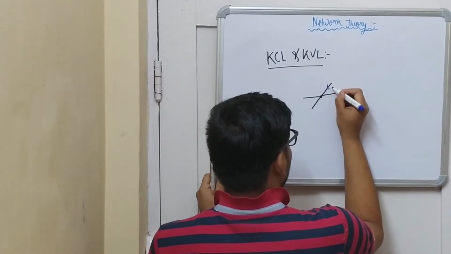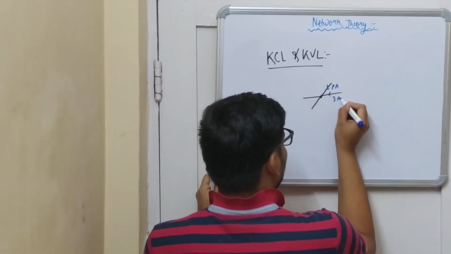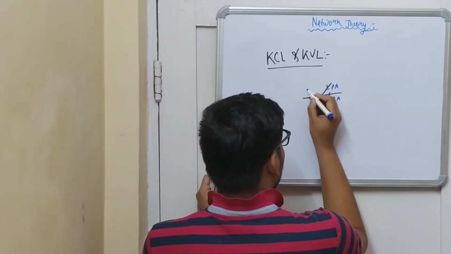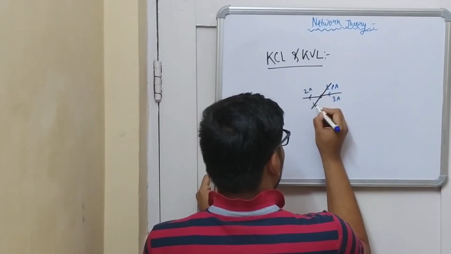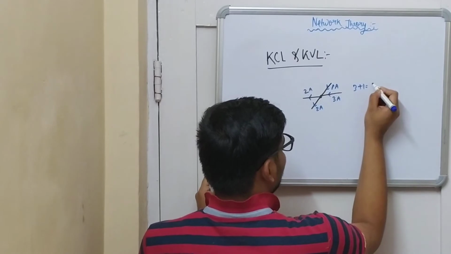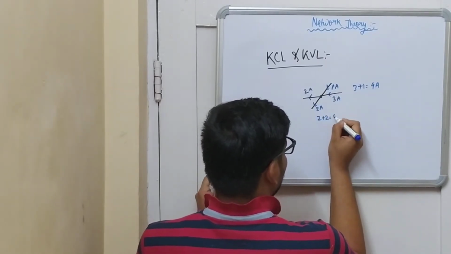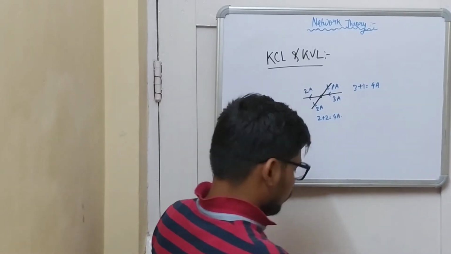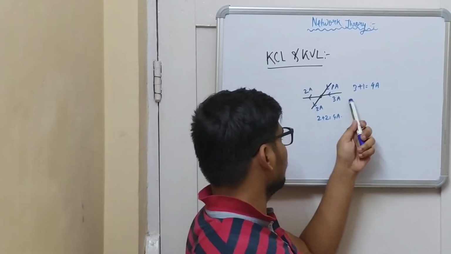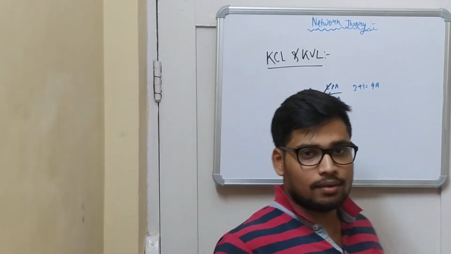say 1 ampere is entering here and 3 ampere is entering in this node, and leaving is 2 ampere and 2 ampere. So total entering is 3 plus 1 equal to 4 ampere, and leaving is 2 plus 2 equal to 4 ampere. So current entering a node is always equal to the current leaving a node. Remember this. Now what is KVL?